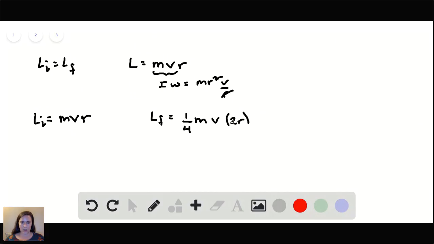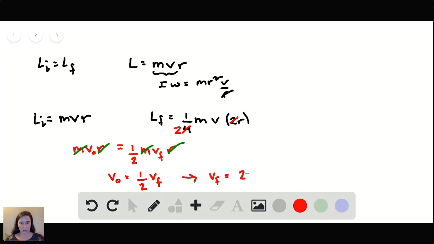All right, so if we simplify this down, my 2 can cancel out one of those. So now we have mv naught r is equal to 1/2 mv final r. My m's go away, my r's go away. So my initial velocity is 1/2 of my final velocity. So my final velocity is 2 times my initial velocity.